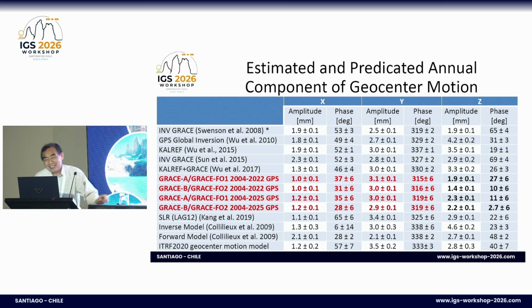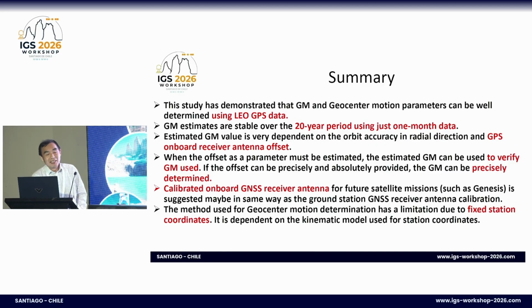So let me summarize my talk. Based on this study, we know that GM and the geocenter can be determined using GRACE data, and the main effect is the antenna offset. The antenna offset is a problem not only for me but for everybody. If you have no absolute antenna calibration for GNSS satellites, you cannot get a good scale. So this is the same problem.